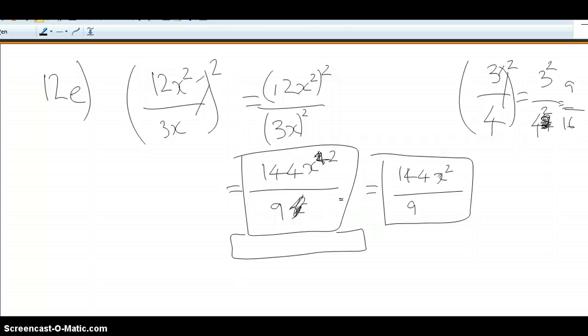144x squared divided by 9. 16, sir. 16 goes in. Thank you. So I could simplify this down again to 16x squared. Obviously, 144 divided by 9 is 16.